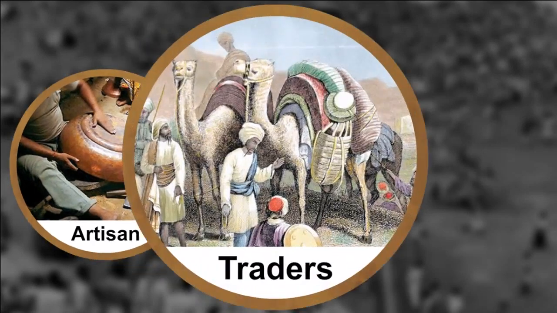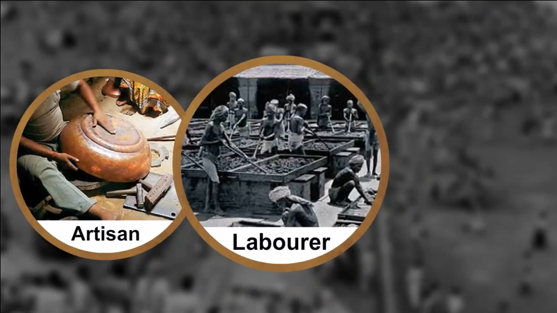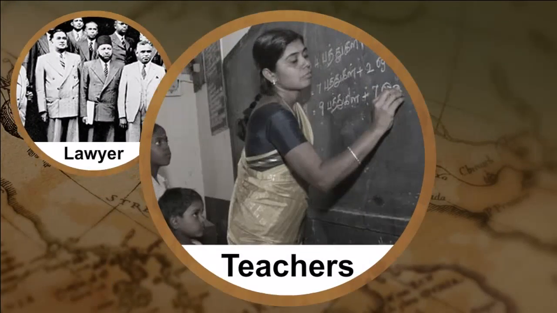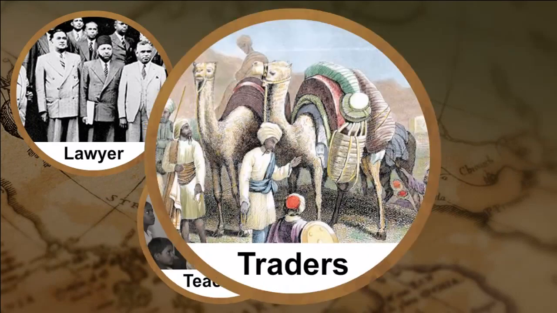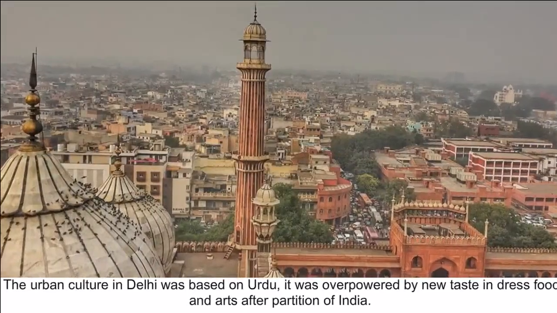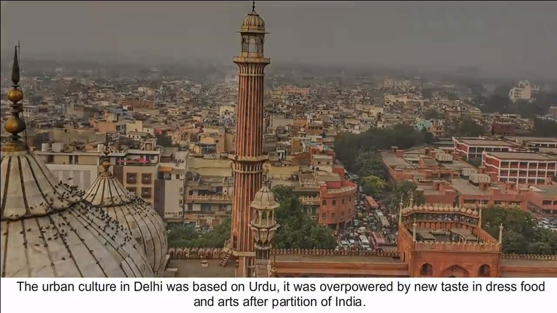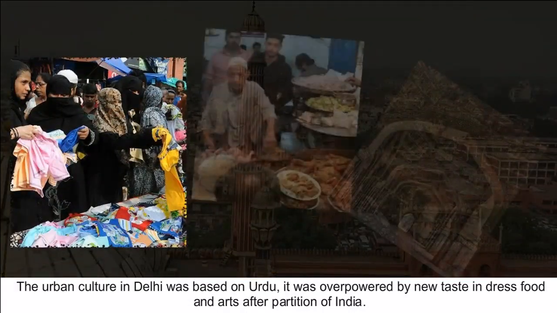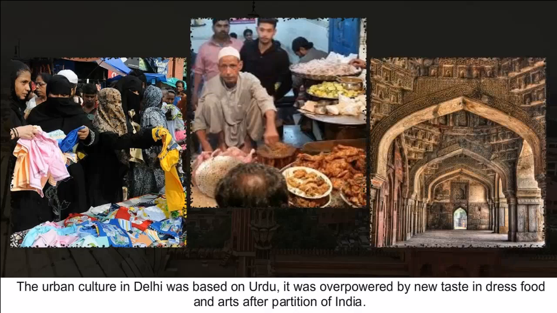Occupation of the people changed. Earlier, people were artisans, traders and laborers. But the new migrants were lawyers, teachers, traders and small shopkeepers. The urban culture in Delhi was based on Urdu. It was overpowered by new taste in dress, food and arts after partition of India.